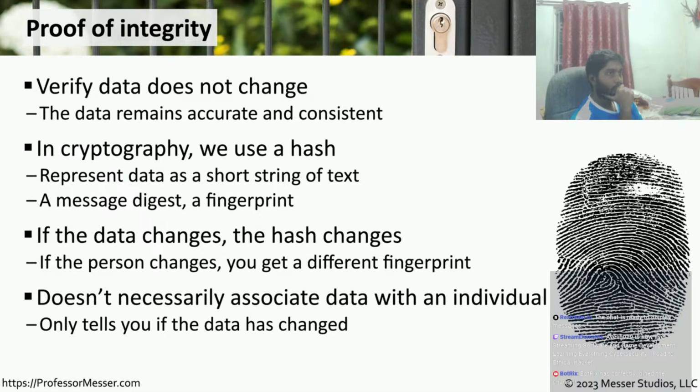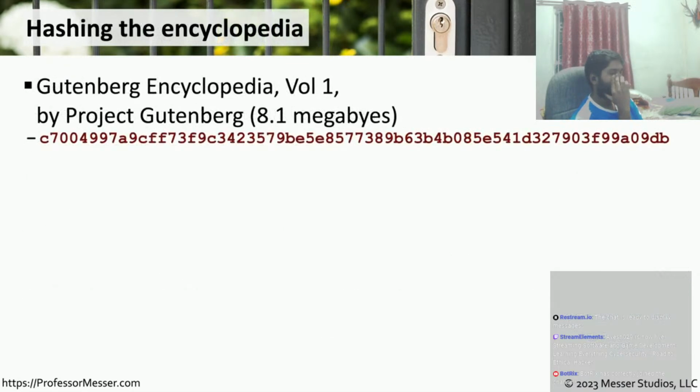We'll talk about those in just a moment. Let's see how this hashing works by using a practical example. There is an organization called Project Gutenberg on the internet, and they have published the Gutenberg Encyclopedia. I downloaded volume 1 of that encyclopedia, and it's 8.1 megabytes of data.